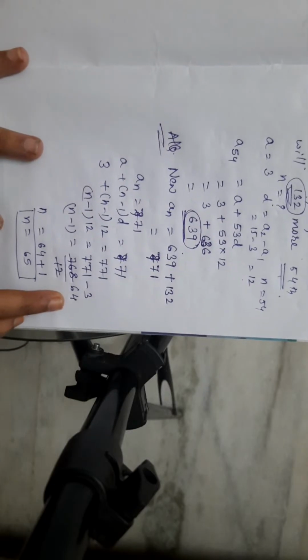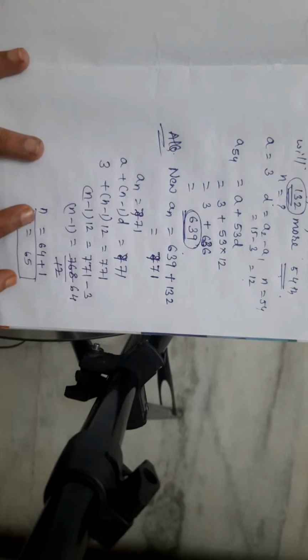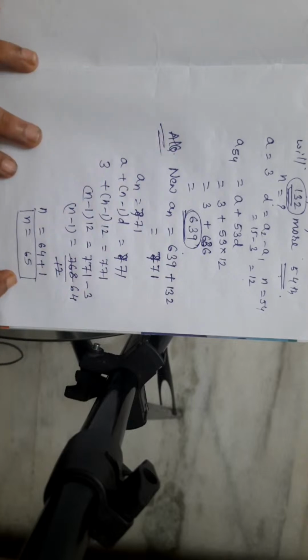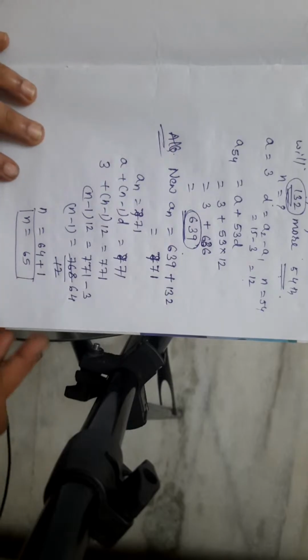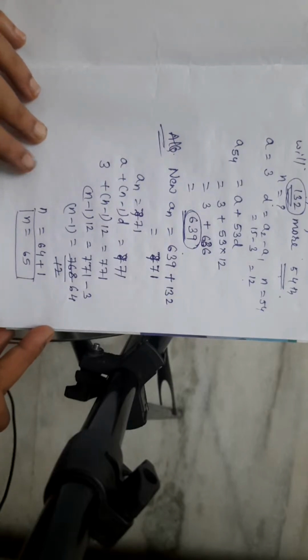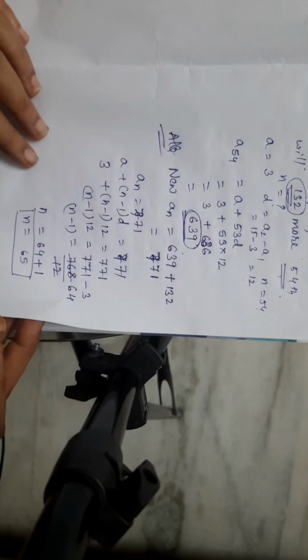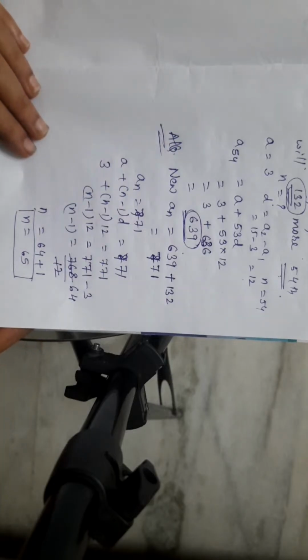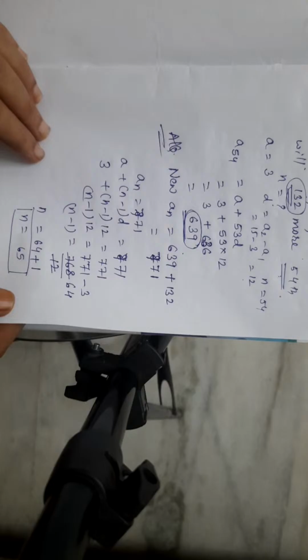After getting the n minus 1 value, we need to find out what n is. So finally, shifting 1 towards 64, n is 64 plus 1, which is 65. So this is how we calculated the value of n, which is 132 more than the 54th term. So we completed the 11th question. Now let's start with question number 12.